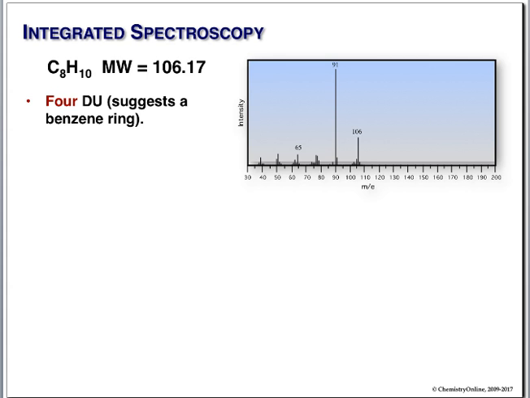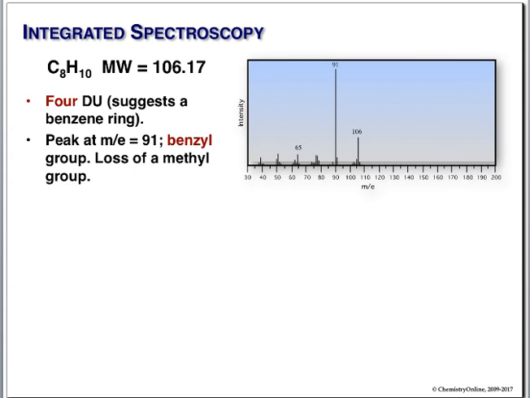Now, what's the other thing that stands out in this mass spec? What's the base peak? 91. 91 tells you we have a benzyl group in our molecule. That's the tropylium ion, C7H7 plus. We have a benzyl group in our molecule. 106 minus 91 is how many? 15. This is loss of a methyl group.